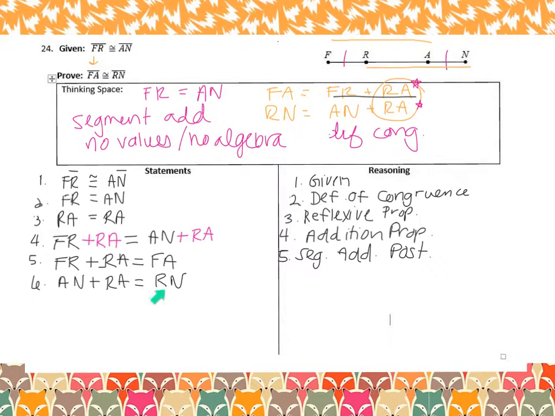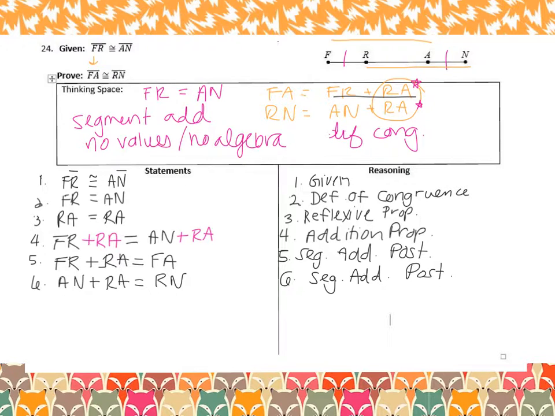The reason I'm keeping the name RN instead of like NR is because up here in our proof we want to get to segment RN. I don't know, it just makes it easier in my opinion. All right, and we said again that's the segment addition postulate. Really abbreviating here.